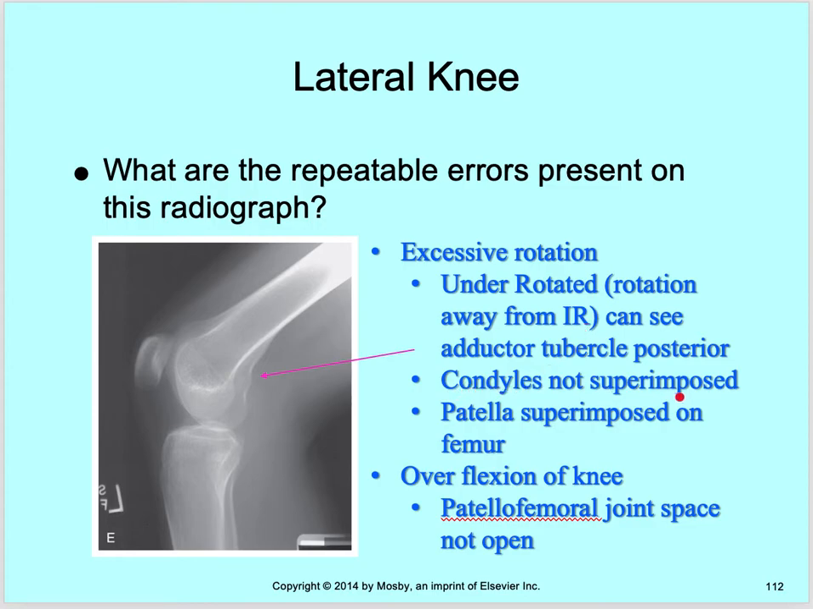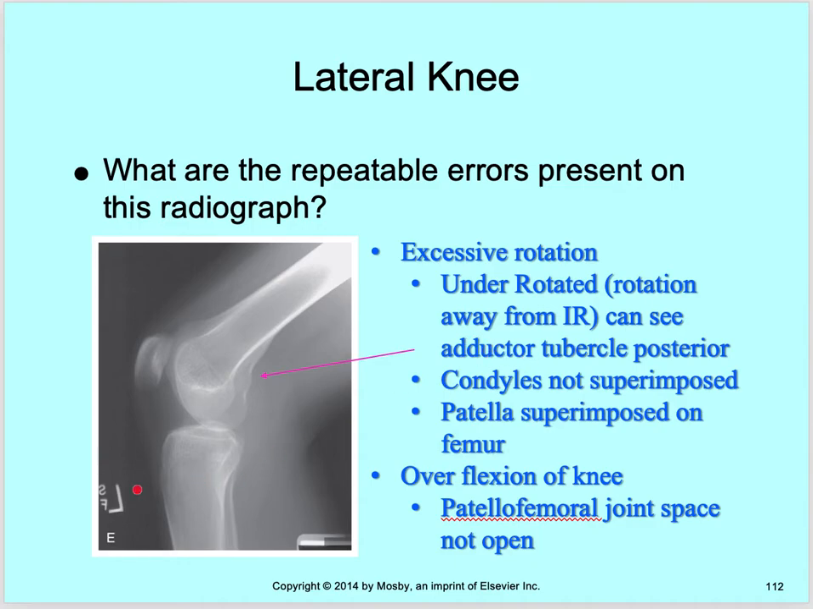So condyles are not superimposed. Patella is superimposed on the femur, and then over flexion of the knee. So your patellofemoral joint space is not open. So if you look at this, the flexion only needs to be 20 to 30 degrees. This is a little bit more.